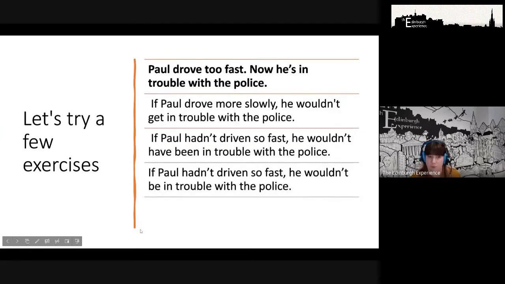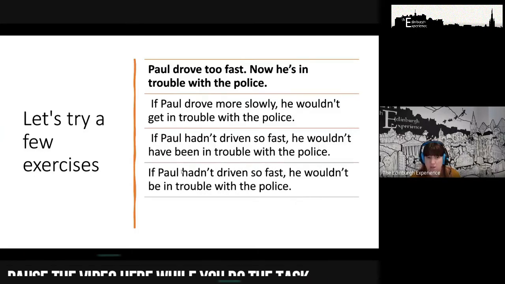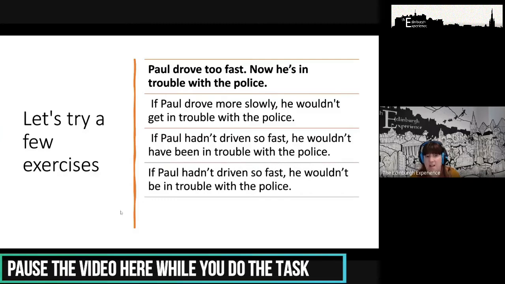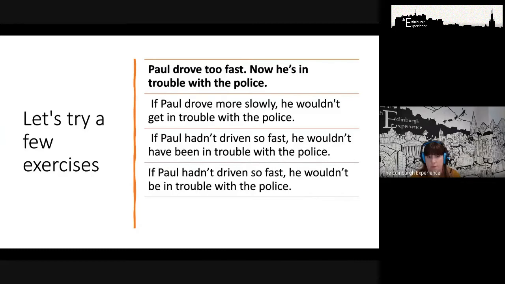Right, another example. Paul drove too fast. Now he's in trouble with the police. So if Paul drove more slowly, he wouldn't get in trouble with the police. If Paul hadn't driven so fast, he wouldn't have been in trouble with the police. If Paul hadn't driven so fast, he wouldn't be in trouble with the police. So hopefully you can identify that last one as your mixed conditional.